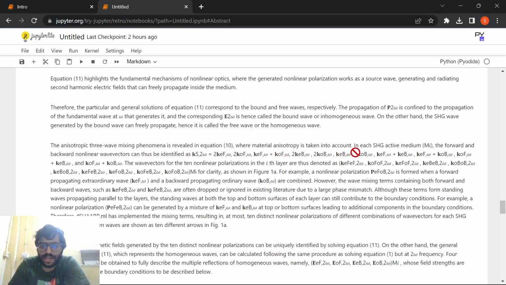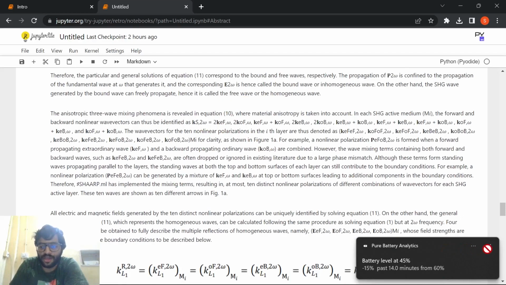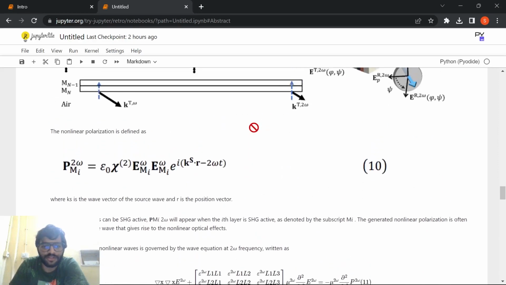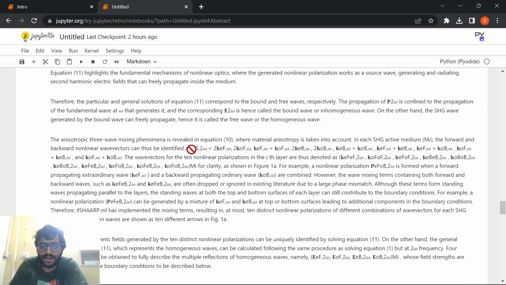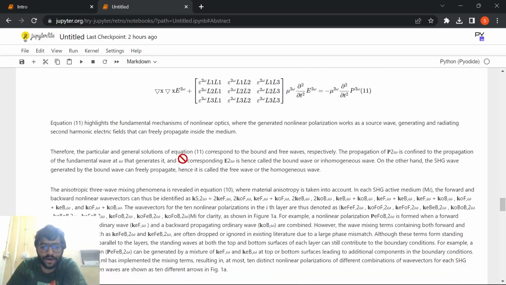When material anisotropy is taken into account, in each SHG active medium, the forward and backward nonlinear wave vectors can thus be identified as ks 2 omega is equal to 2 kef omega, which is basically extraordinary forward, extraordinary forward. So you get 2 kef, and we get 2 kof when it's ordinary forward, ordinary forward. Similarly, we get 10 terms, and we denote it in this way for mi, which is different layers. And a nonlinear polarization PEF OB 2 omega will be a nonlinear polarization formed by extraordinary forward and ordinary backward.